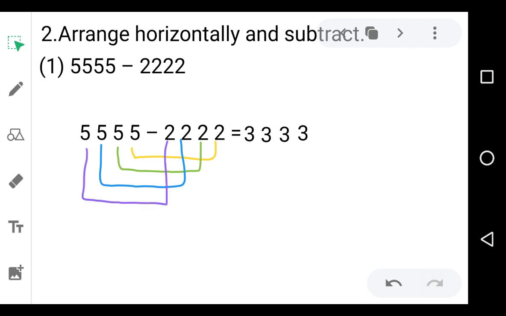5 minus 2, 3. So we get the answer 3,333. Now see the next one. Next one is 8,740 minus 3,520. We have to subtract 3,520 from 8,740.